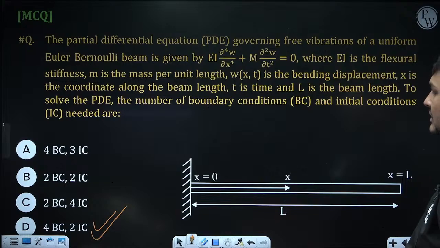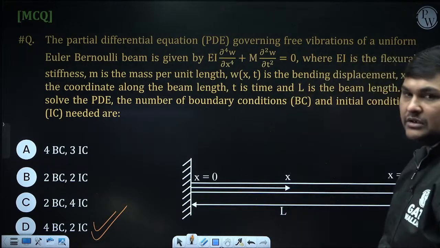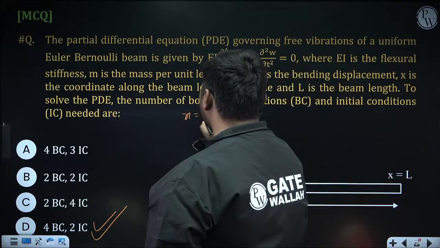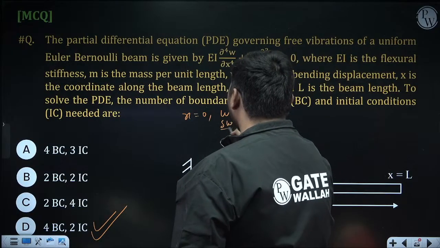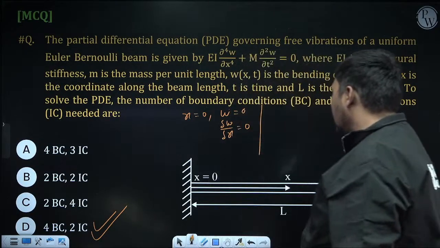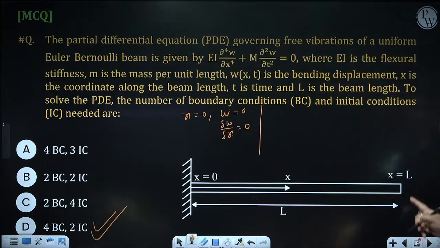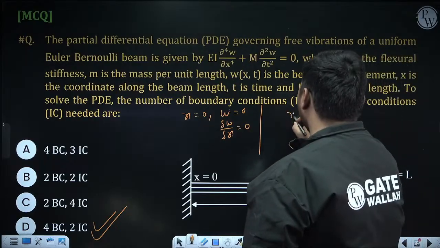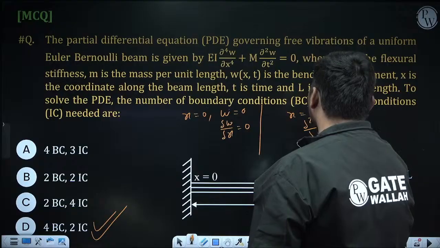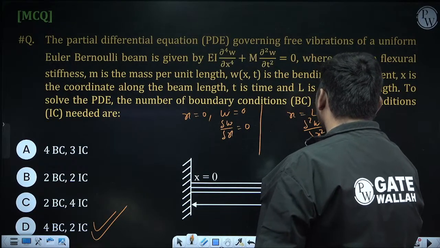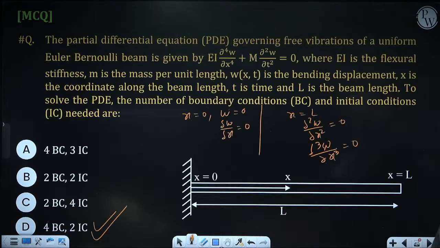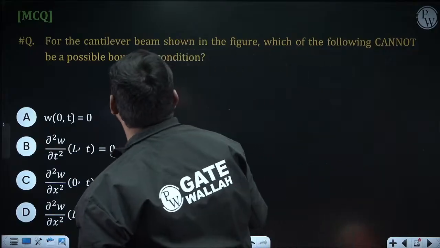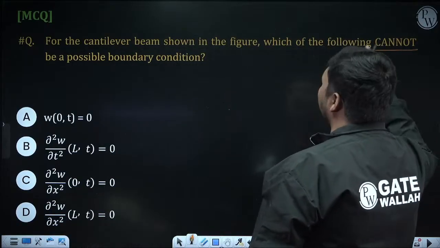They are linked questions. So at x equal to 0, it is fixed. And fixed means at x equal to 0, here deflection I am denoting as W, so W will be 0 and del W by del x will be 0 because the slope is 0. At x equal to L, it is free. Free means here no force and couple reaction, meaning shear force and bending moment are 0. Bending moment is 0 means at x equal to L, del square W by del x square will be 0. And shear force is 0 means del cube W by del x cube will be 0. So at x equal to 0, W is 0, A is correct. The examiner is asking which cannot be missed. You have to find the incorrect option.